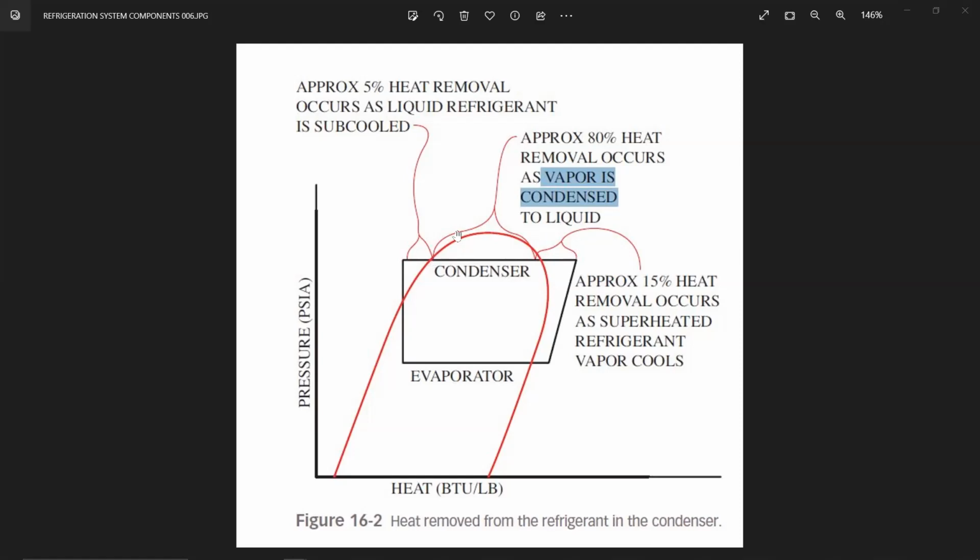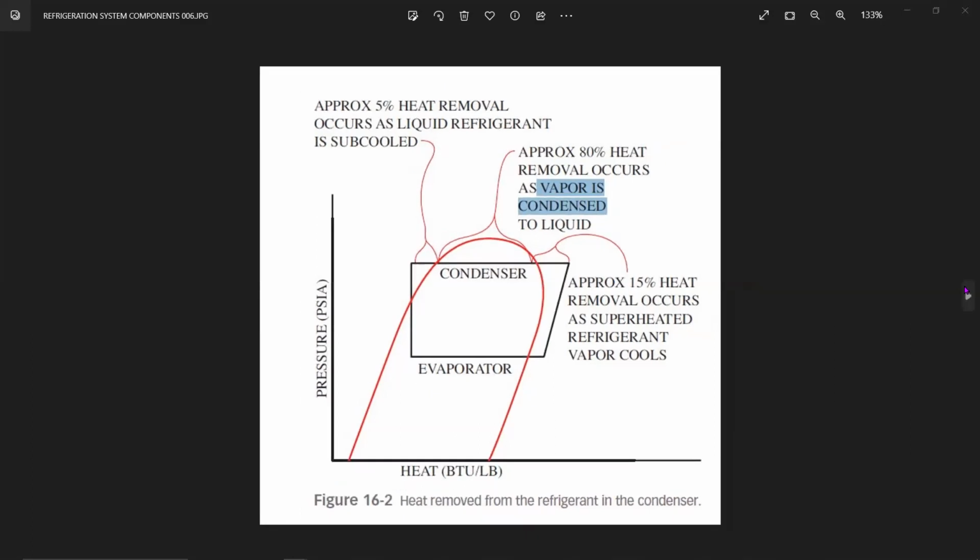Then the maximum, 80%, is during the condensing part of the cycle, as it is losing its enthalpy. It changes its state. So 80% heat removal यहाँ पे होता है. And then the remainder 5% is subcooling, where everything is subcooled and it leaves the condenser. This is a good explanation to show where exactly the heat removal is.